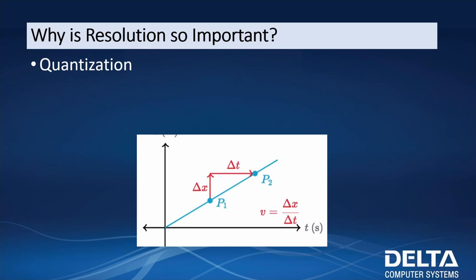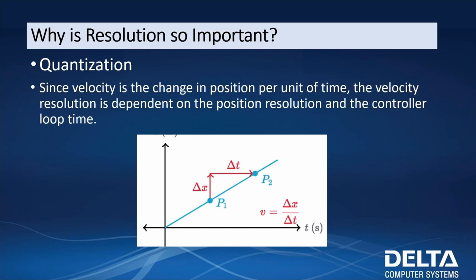Quantization is another reason why we want high resolution. So what is quantization? Well, since velocity is the change in position per unit of time, the velocity resolution is dependent on the position resolution and the controller loop time. This is going back to that synchronous versus asynchronous. These play into each other, right? You're going to get things that look somewhat similar.